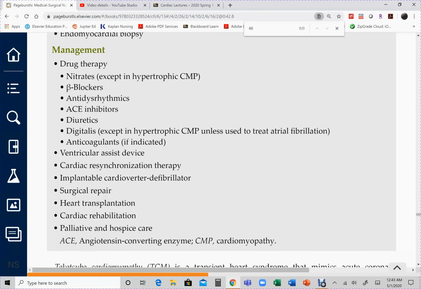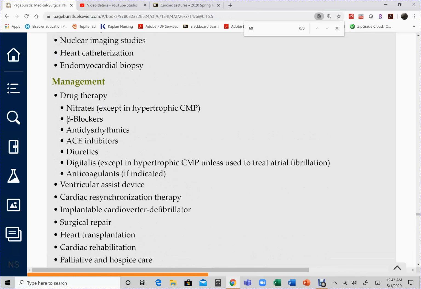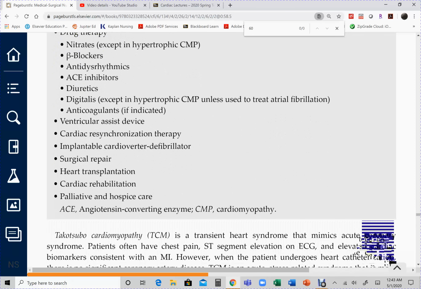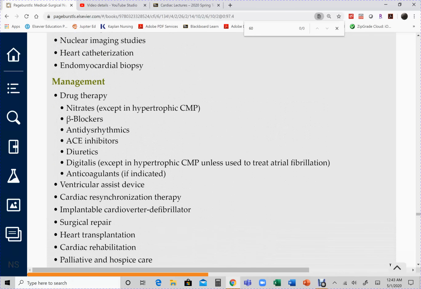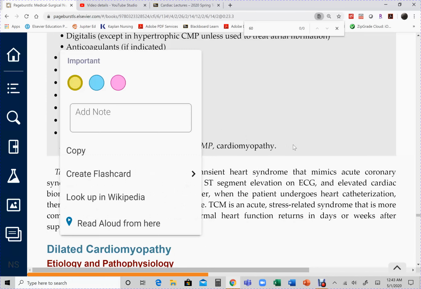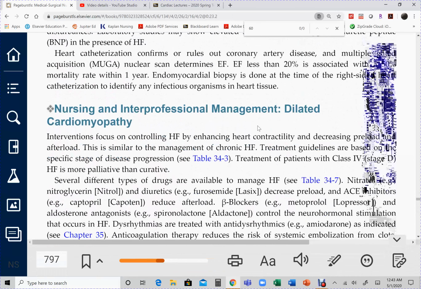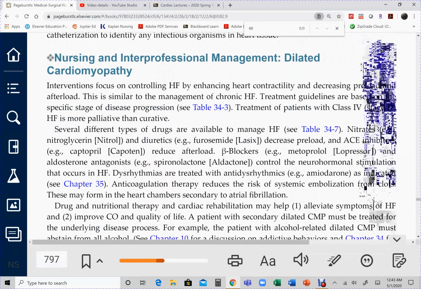Anticoagulation if needed, because these patients have chronic congestion, so they may develop dysrhythmias, AFib for instance, right here, AFib. So if they have AFib, then you add anticoagulants. As I already mentioned, they will need heart transplantation. That will be the only cure. And that's it for chapter 34.